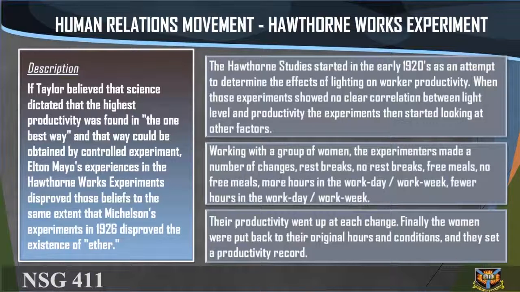The Hawthorne study started in the early 1920s as an attempt to determine the effects of lighting on worker productivity. When those experiments showed no clear correlation between light level and productivity, the experiments then started looking at other factors. Working with a group of women, the experimenters made a number of changes: rest breaks, no rest breaks, free meals, no free meals, more hours in the workday or work week, fewer hours in the workday or work week.